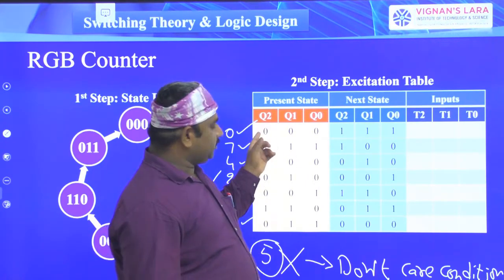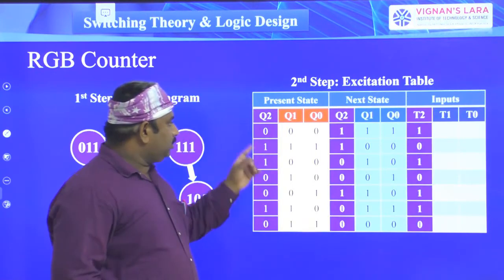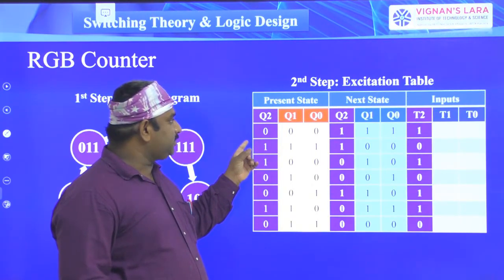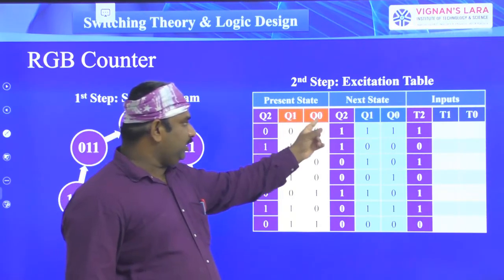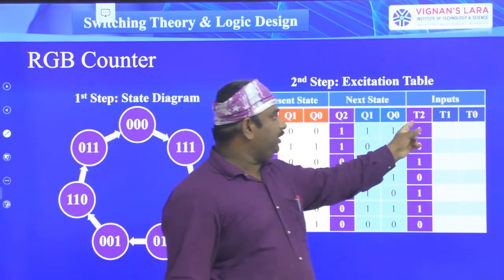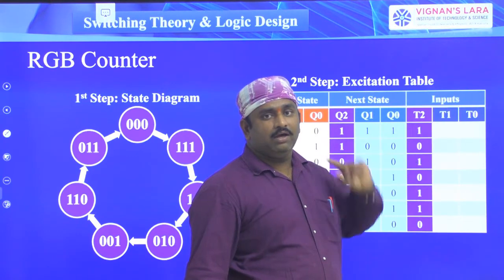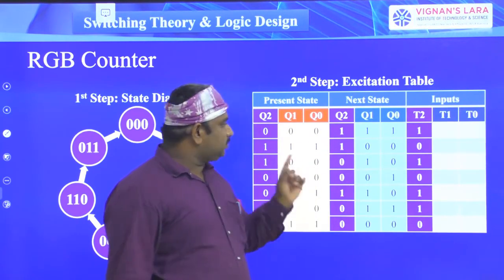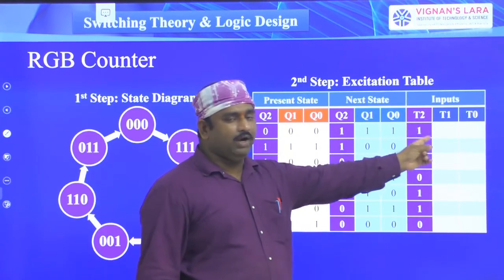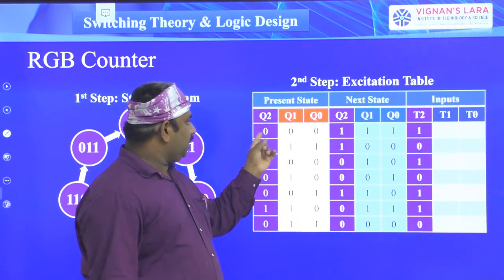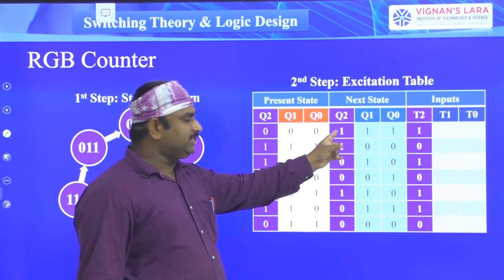Okay. So see here the next one. I have represented with some purple color the Q2 output of the present state, the Q2 output of the next state, and T2, the input of our flip-flop. So if this is the present state and if it is the next state, then what is the input? You have to write down here. Here the present state is 0, next state is 1.